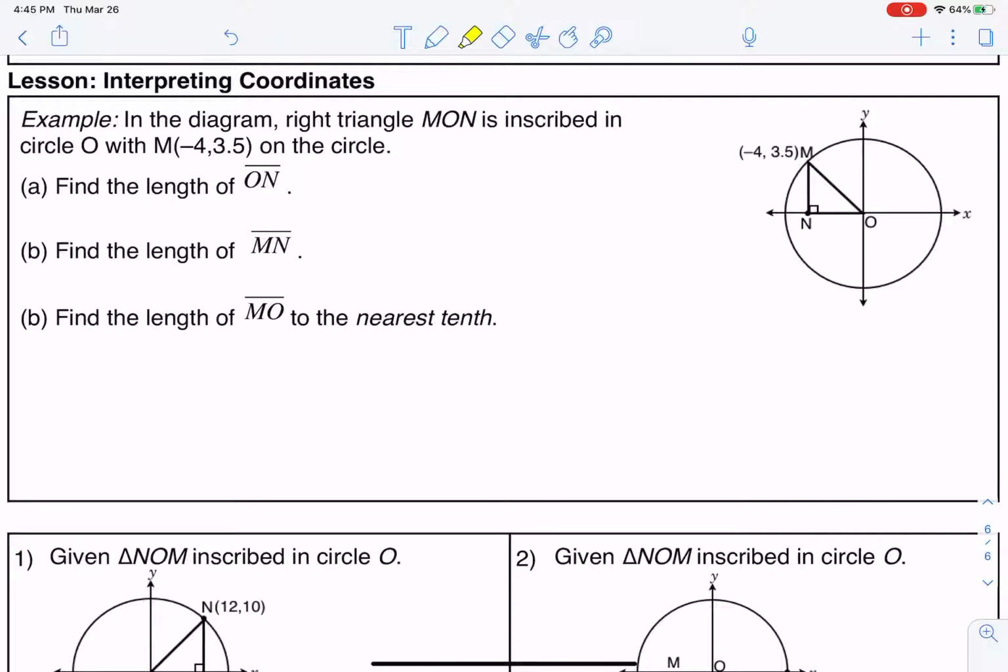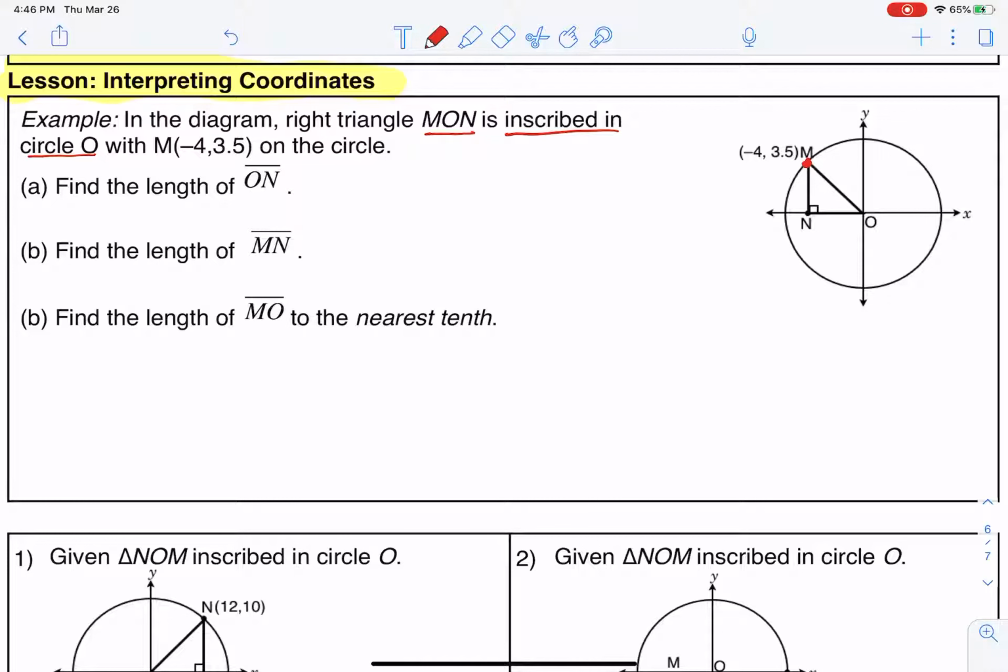This corresponds to page 6 of the handout, and in this portion we'll be interpreting coordinates. So in this example, we're given a diagram, and we're told that right triangle MON is inscribed in circle O. So it's inside of circle O. And we're told that point M, which is (-4, 3.5), is on the circle, right? So there's that point M on the edge of the circle.